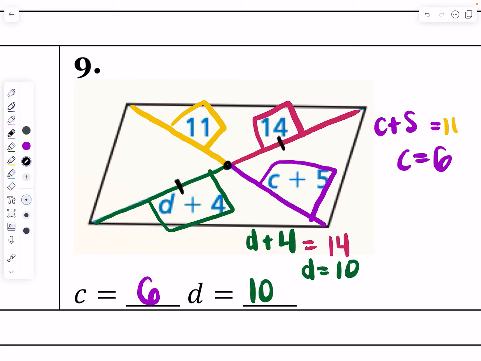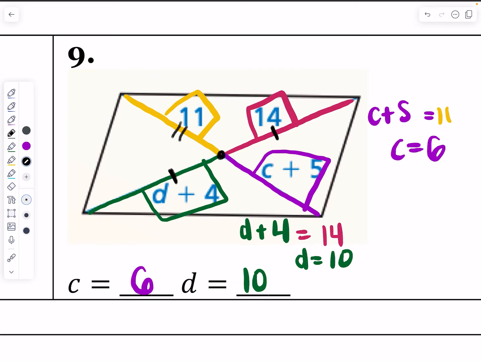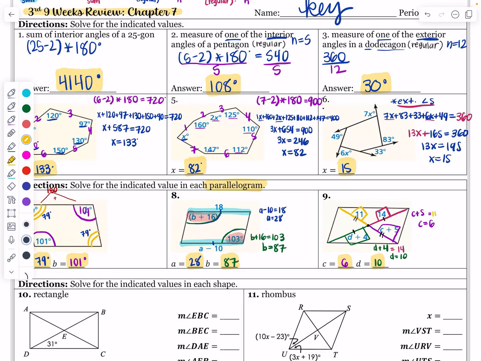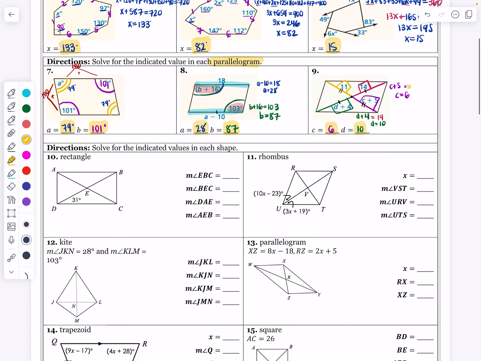So we were able to solve this problem because it told me in the directions that this was a parallelogram, and the diagonals are going to cut each other in half in a parallelogram. So there is 6 and 10. All right, the next set of directions say solve for the indicated values in each shape.